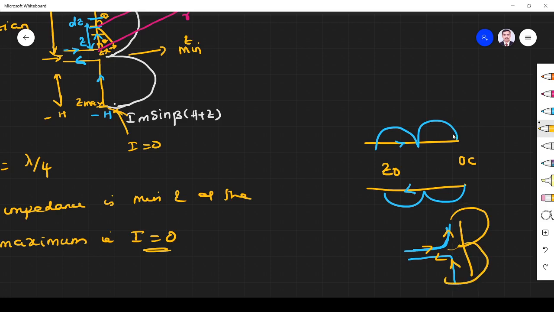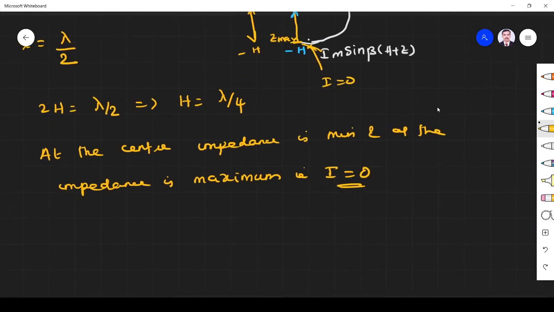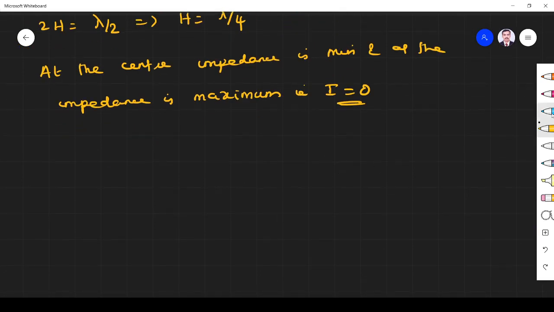Here at the tip we know the impedance is maximum, as in an open circuit line. Impedance maximum means I is zero. That is what I have written here. So with open circuit, I is zero at the tip, and the current distribution is like this, which I have drawn in white. That is the concept we have to know. Whenever you want to find radiation, we must know the current distribution. It is assumed that the current distribution is known.